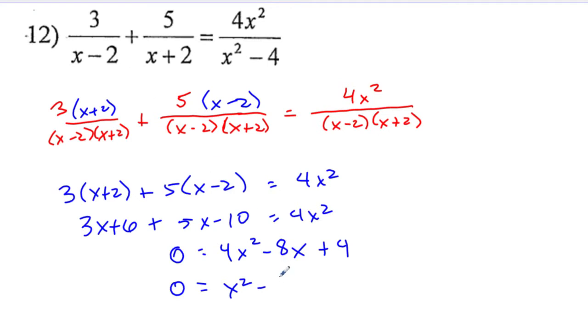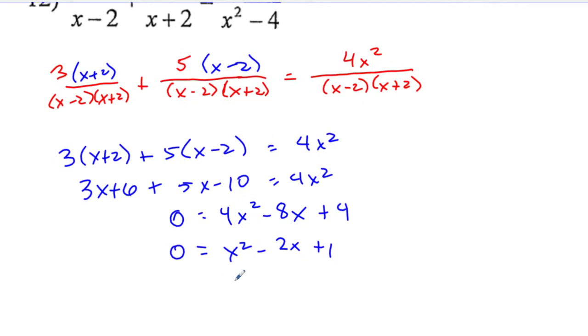Getting a little ahead of myself. Minus 2x plus 1. There we go. Alright, so now this factors again nicely into x minus 1 and x minus 1. And so I really only get one solution here, and that is 1.